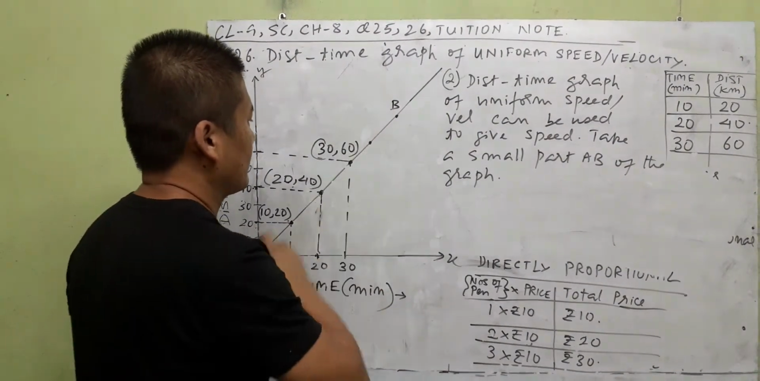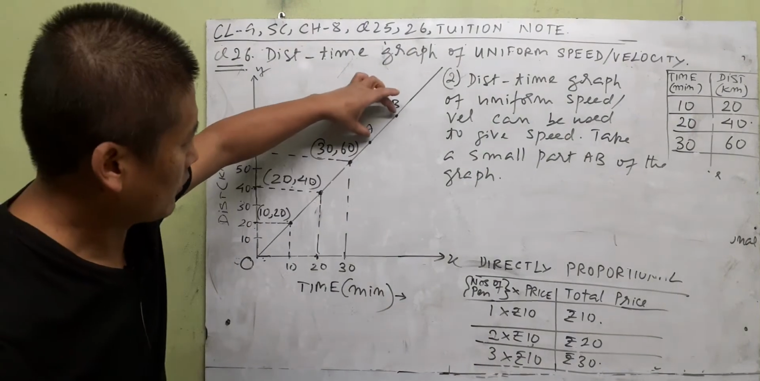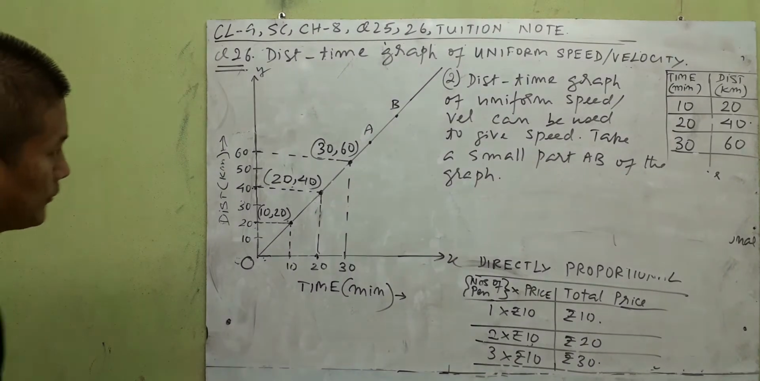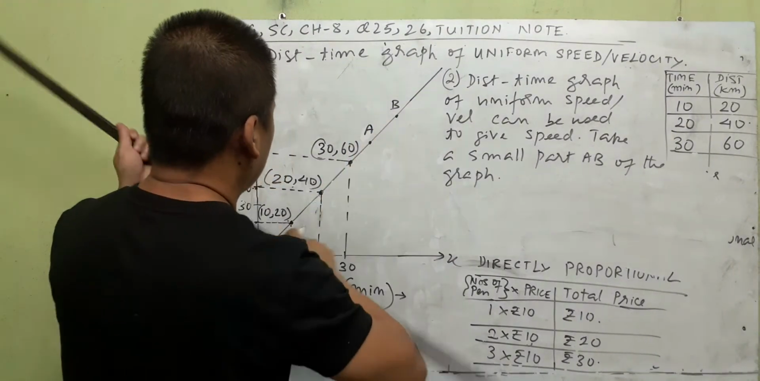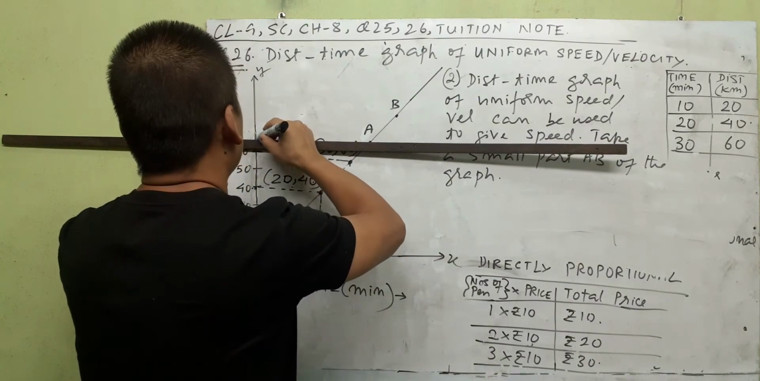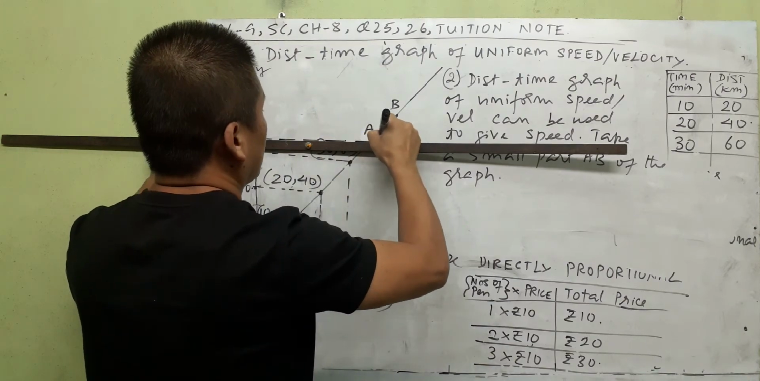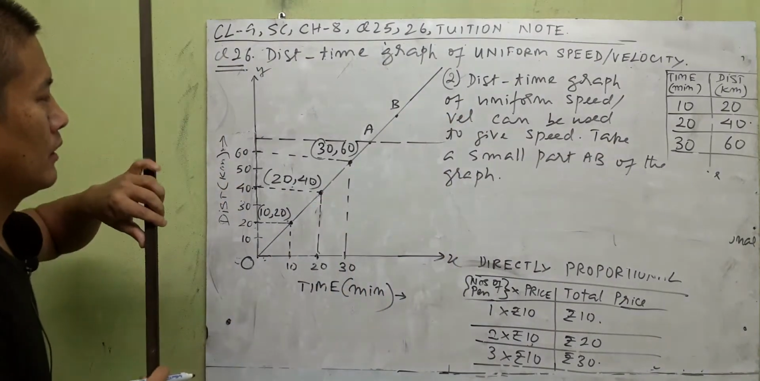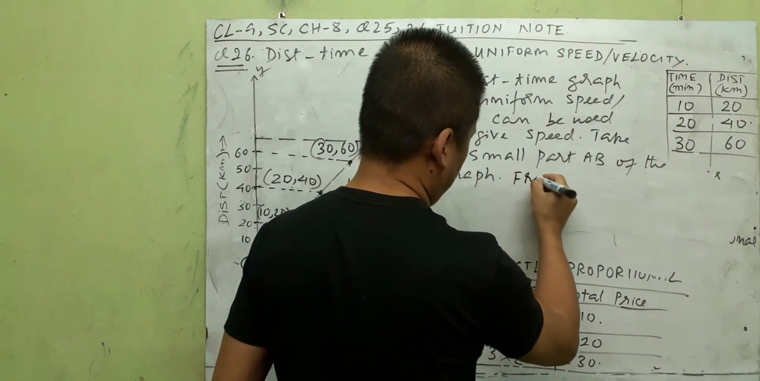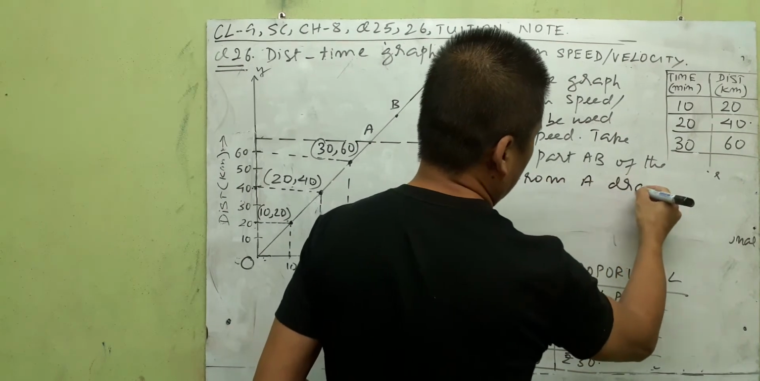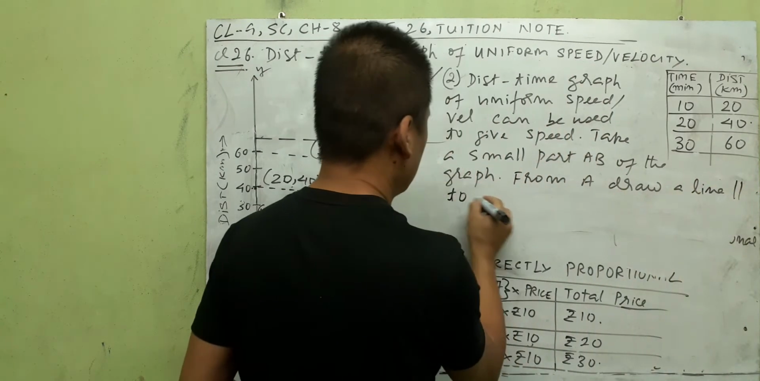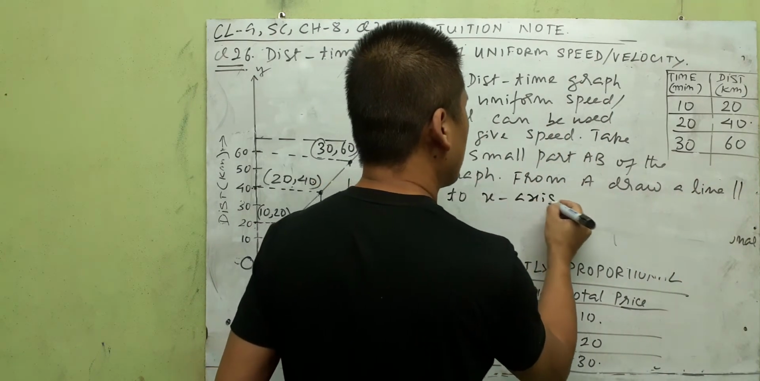Then take any two small points on the straight line and make a line segment AB. And from this lower point A, you draw a line parallel to the x-axis, just draw as long as you want. So from A, draw a line parallel to the x-axis like we did just now.